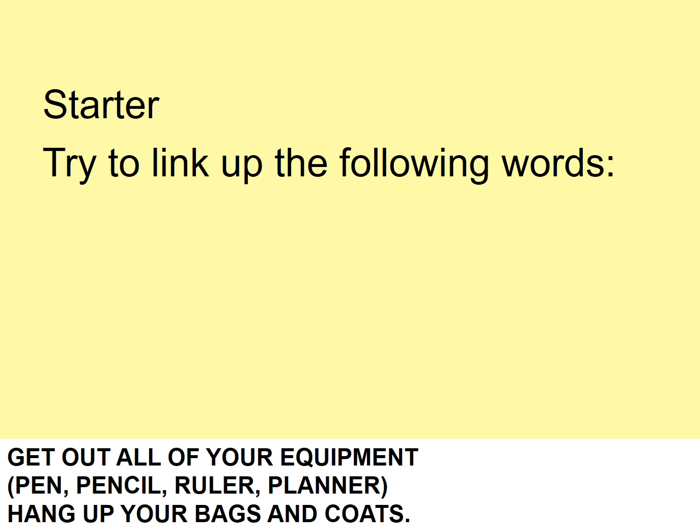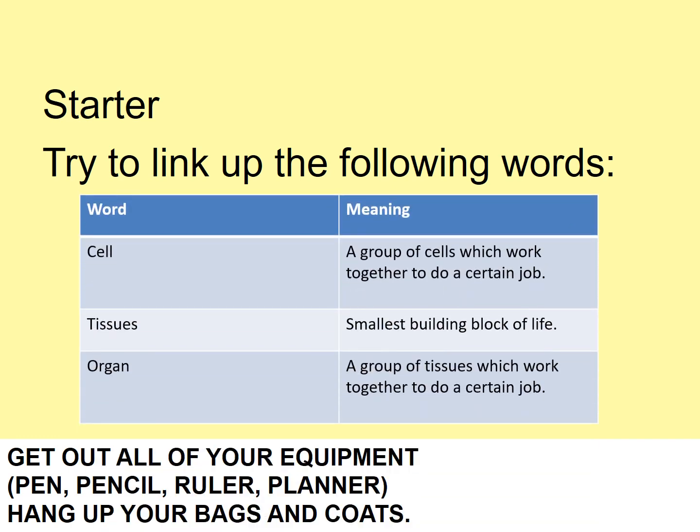So I just want you to have a go at linking up these keywords. You may have done this in Year 7 or in Year 8, so we're just trying to build on some of that past information that you've got. These words, cell, tissue, and organ, are mixed up, but the meanings aren't. The meaning for a cell is not a group of cells which work together to do a certain job. You've got to find the meaning within those three types. I will give you 3 minutes to write that down quickly on a piece of paper. What are the meanings of those three words? Use the meaning box to help you. Off you go.